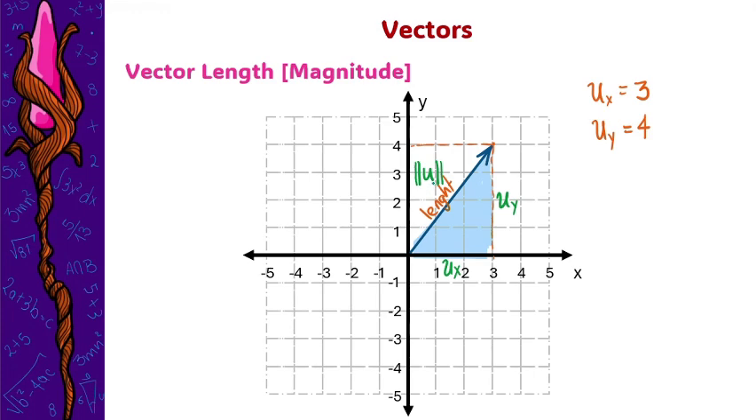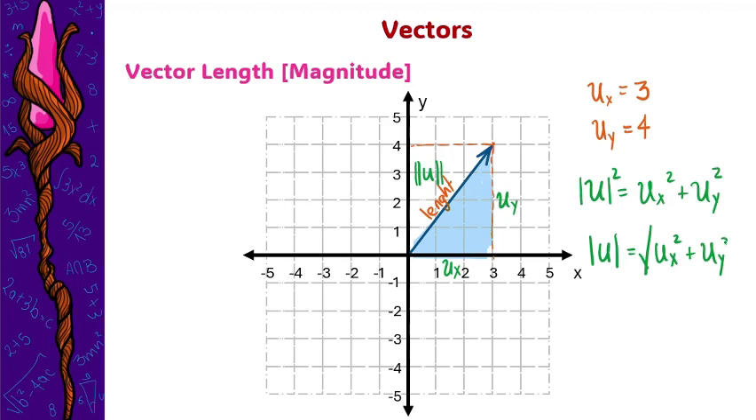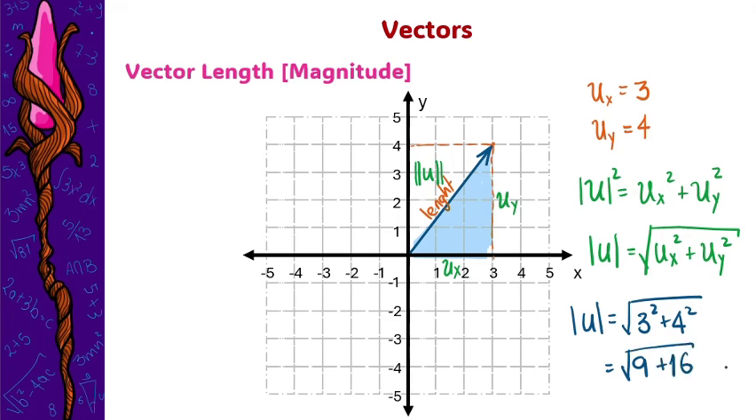It's a positive quantity. So using the Pythagorean theorem, we are going to have that the magnitude squared is the same as adding both legs of the triangle squared. Or in other words, if you want to get an equation for the magnitude, it's going to be the square root of the x coordinate squared plus the y coordinate squared. So in this case, we are just going to plug in the values. So ux is 3, so it's going to be 3 squared plus 4 squared. That's going to be the square root of 9 plus 16, which is the square root of 25, which is just 5.